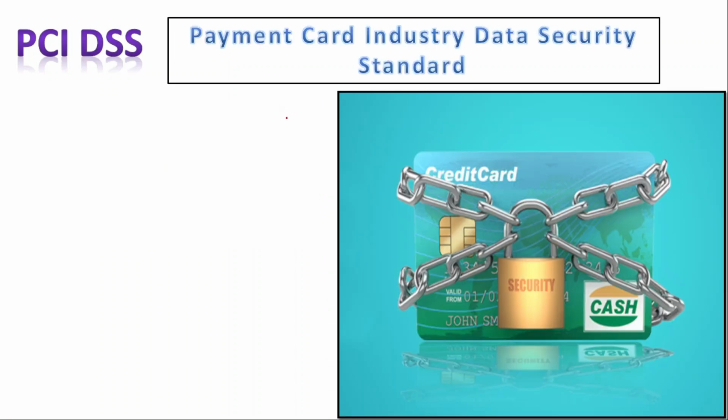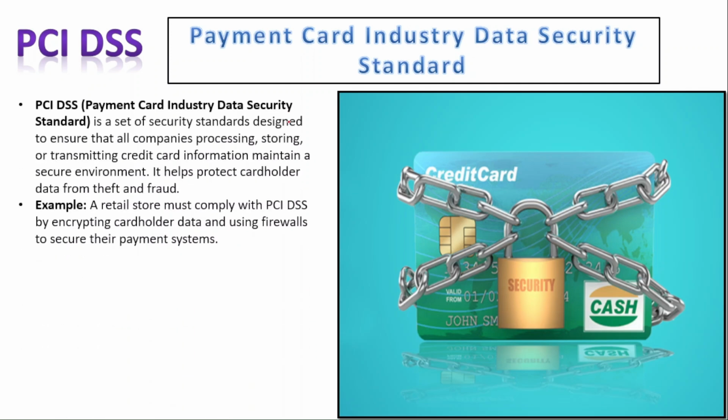PCI DSS, that is Payment Card Industry Data Security Standard. So PCI DSS, Payment Card Industry Data Security Standard, is a set of security standards designed to ensure that all companies processing, storing, or transmitting credit card information maintain a secure environment. It helps protect cardholder data from theft and fraud. Example, a retail store must comply with PCI DSS by encrypting cardholder data and using firewalls to secure their payment systems.